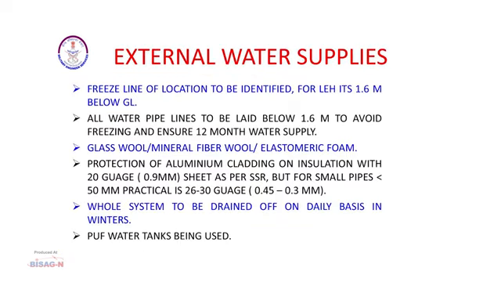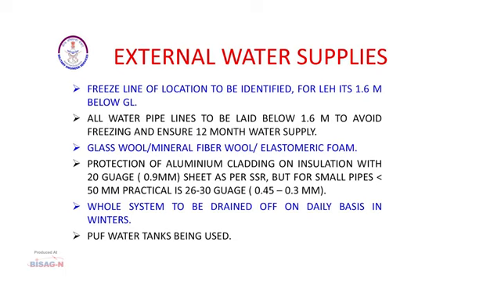External water supplies. At any place with severe winters, there is always a freeze line below which water doesn't freeze. So for Leh, it is 1.6 meters below GL. All water pipes, if laid below 1.6 meters GL, will never result in freezing of water. Hence, we can ensure 12-month water supply.